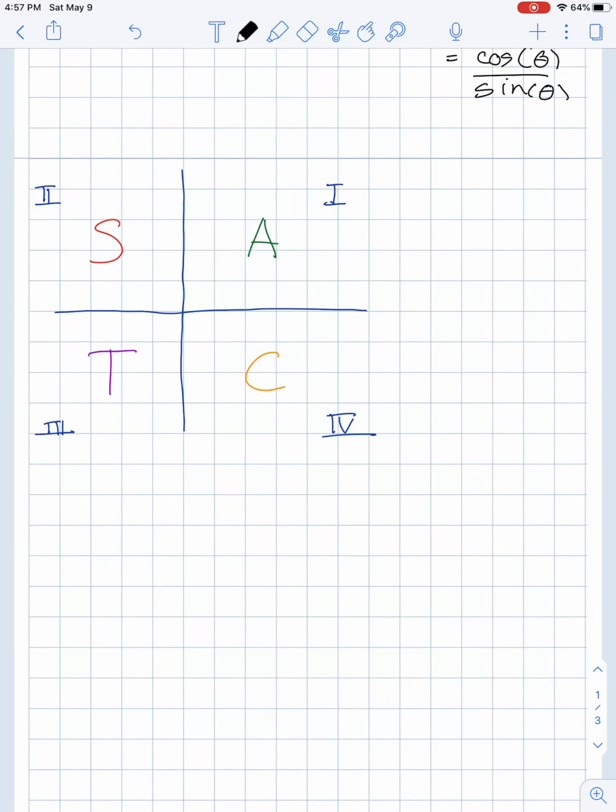The phrase that I use to know if these are right is: all students take calculus. And it goes in that order. You see that I just made a C right here. That means I'm correct. I didn't make a C earlier, I made an S. So that's how I know that in quadrant 1, sine of theta, cosine theta, and tangent theta are positive.